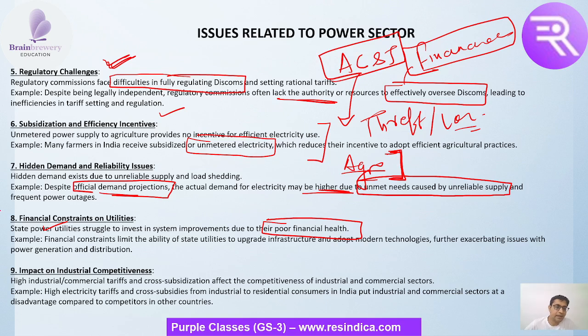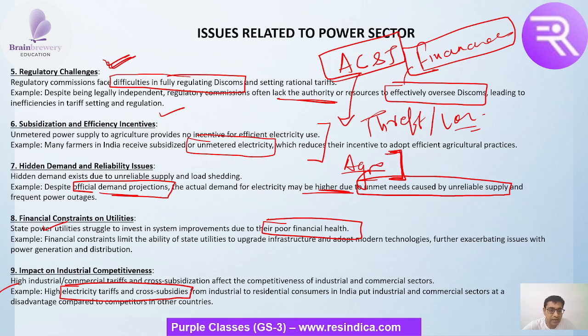Okay, then impact on industrial competition. So we have a high electricity tariff and cross subsidies are being provided in this whole sector. Because of that, industrial and residential consumers are getting a lot of issues regarding the tariff. Okay, so in some sectors we have very high rates, in some places a very low rate.